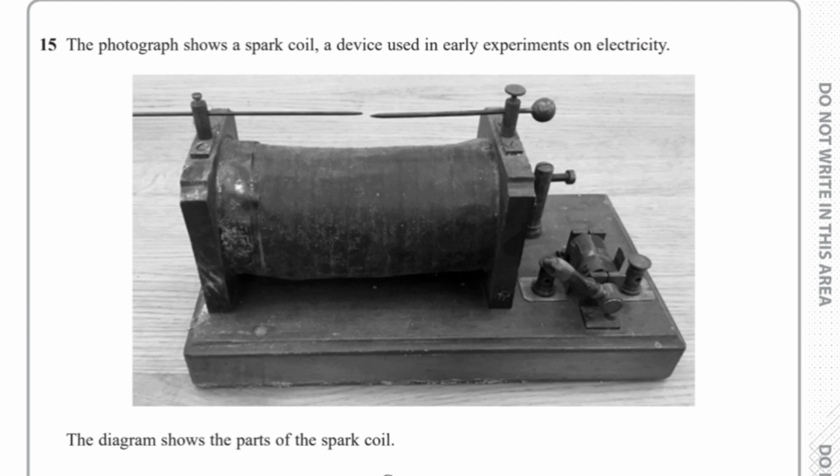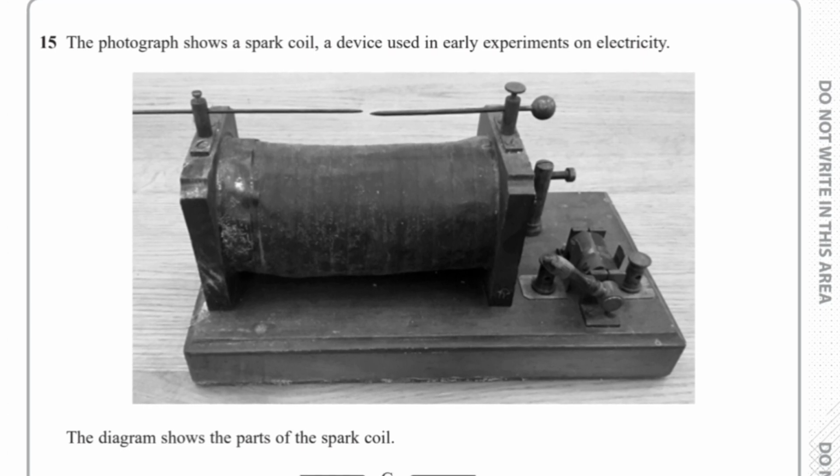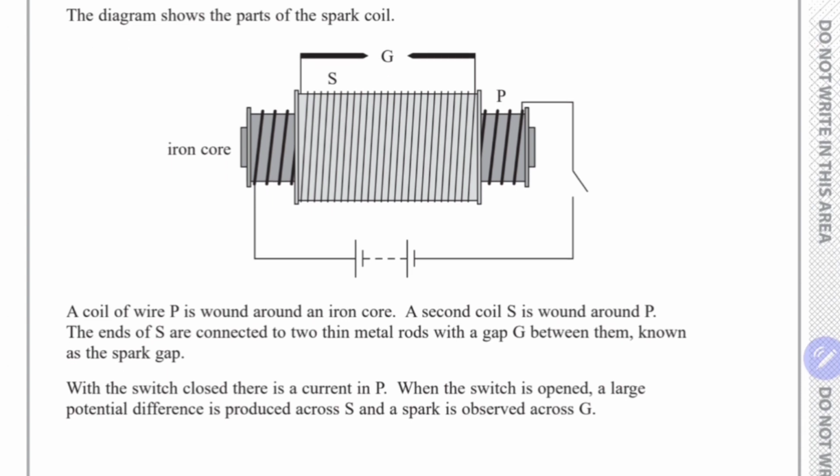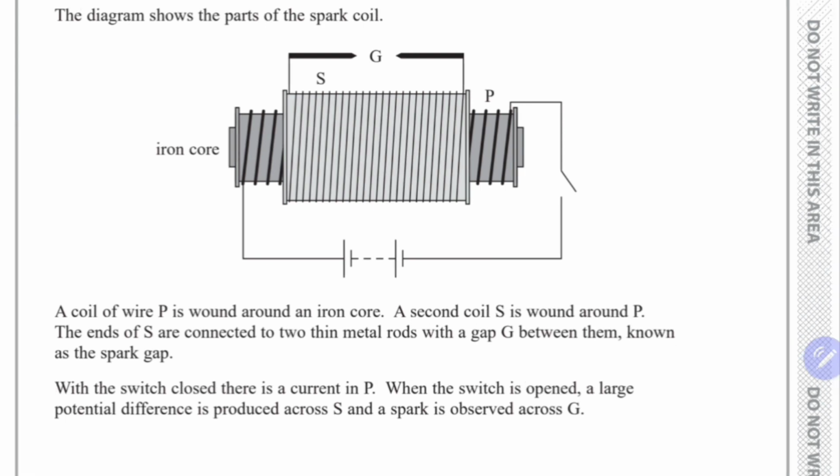Number 15. The diagram shows the parts of the spark coil. A coil of wire P is wound around an iron core. A second coil S is wound around P. The ends of S are connected to two thin metal rods with a gap G between them, known as spark gap. With the switch closed, there is a current in P. When the switch is open, a large potential difference is produced across S, and the spark is observed across G.